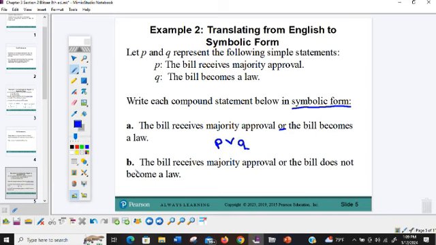Look at this one. The bill receives majority approval. That's P again. Or is the V, like that. The bill does not become a law. So we don't put Q, we put not Q, because it does not become a law.